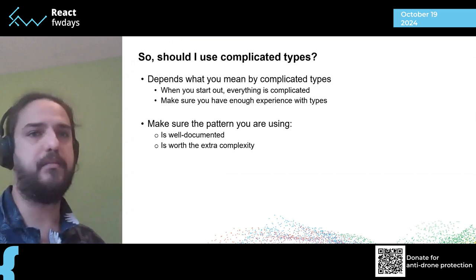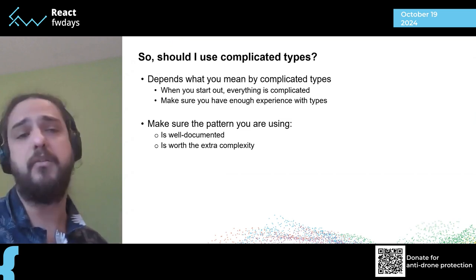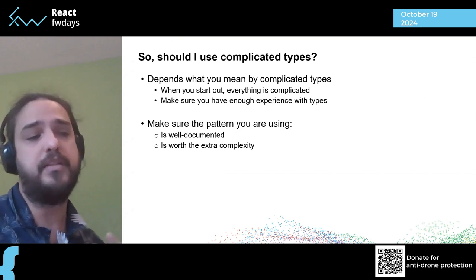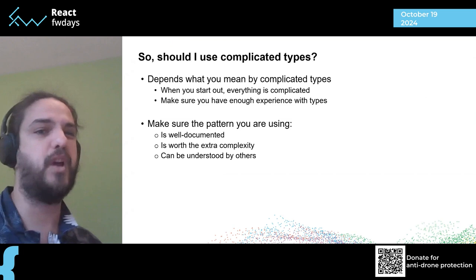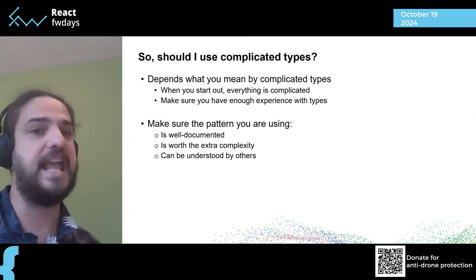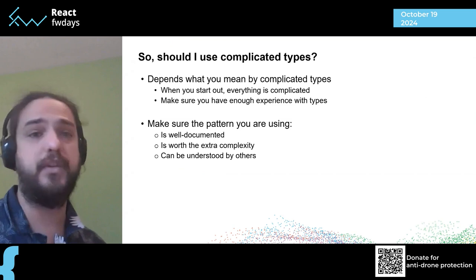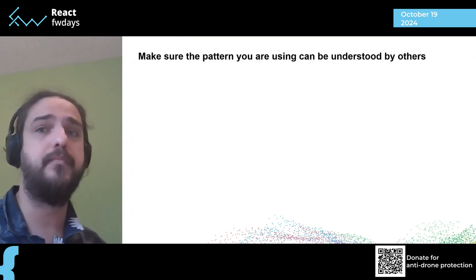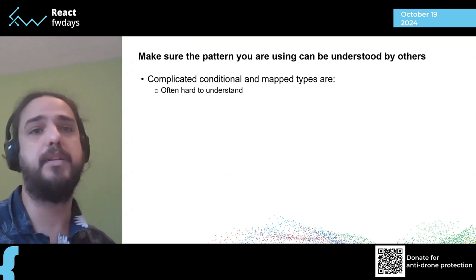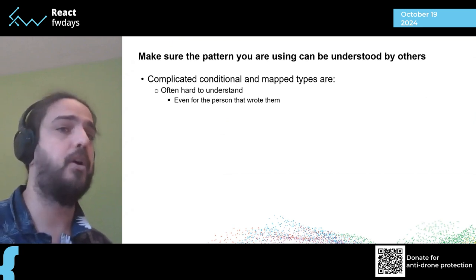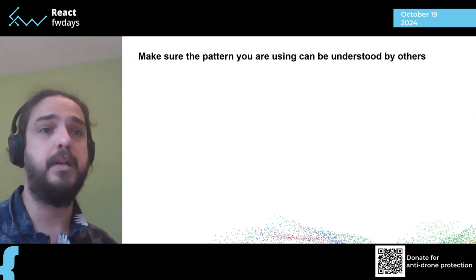You have to make sure that using generics is worth the extra complexity. But I also want to point something out. I think another rule that is very important when you're trying to use more complicated things is that you should try to make sure that the code you're writing can be understood by others. We as developers spend a lot of time actually reading code rather than writing it. If you're going to use a lot of complicated mapped types and conditional types, those are often hard to understand, usually even for the person that wrote them.